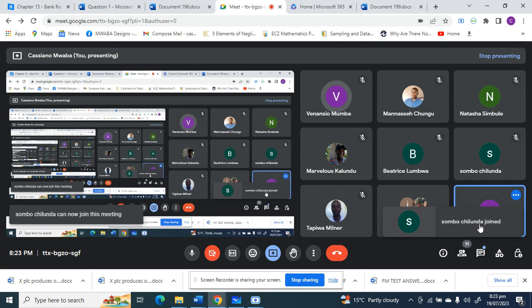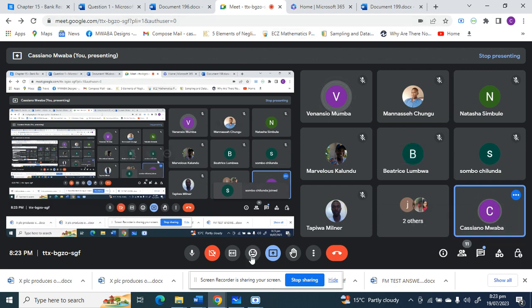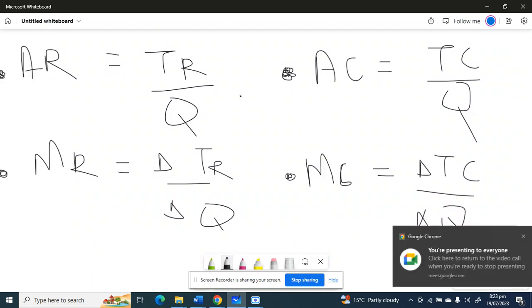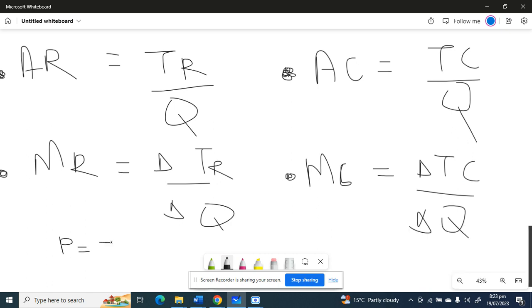Okay, so it's important that you get these formulae down, and these are the formulae that we're going to use on that table. Then profit, it's total revenue minus total cost.